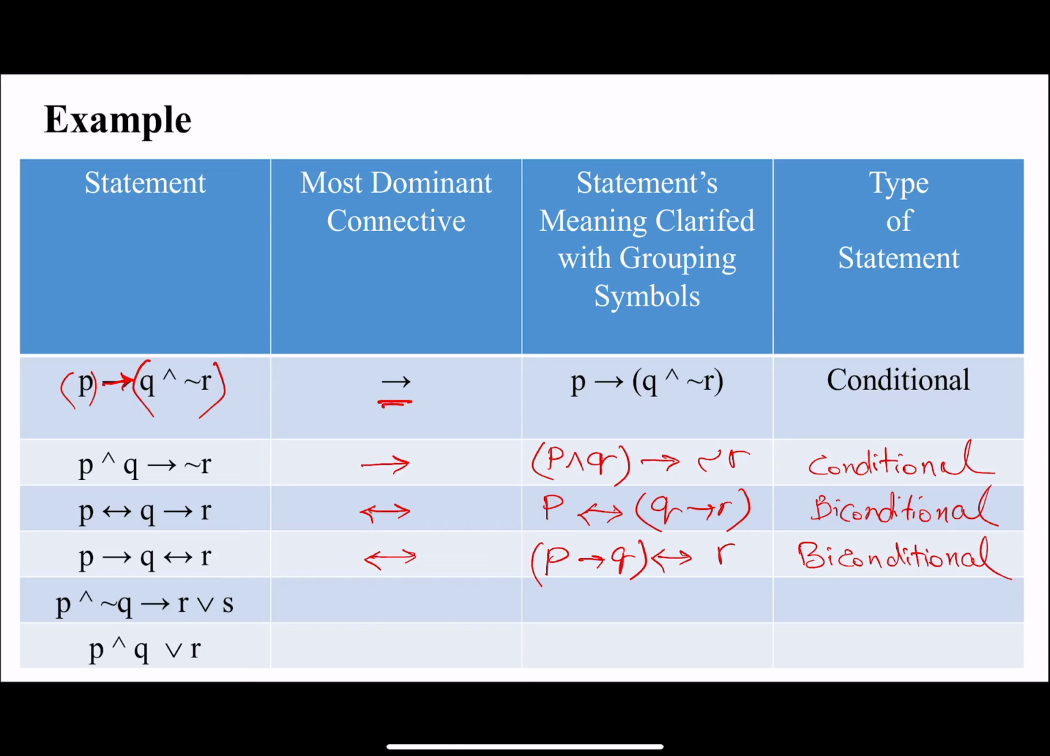Look at number 5, guys. We have and, we have negation, we have conditional, we have or. Which one is the most dominant connective? Well, it is the conditional. Whatever you have before is one group. Before we have P and not Q. And whatever you have after is another group. After we have R or S. Here we go. So we have a conditional statement.